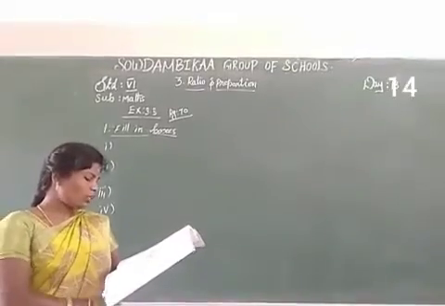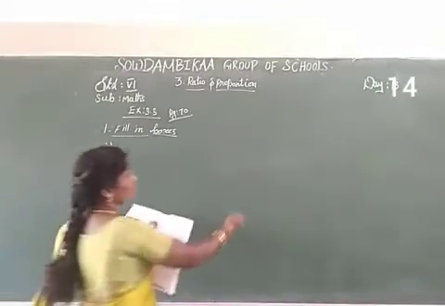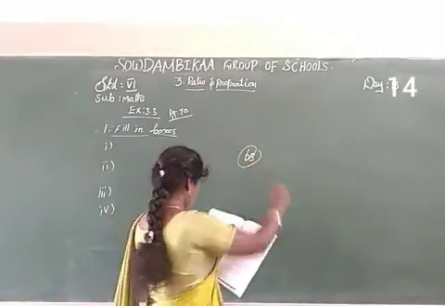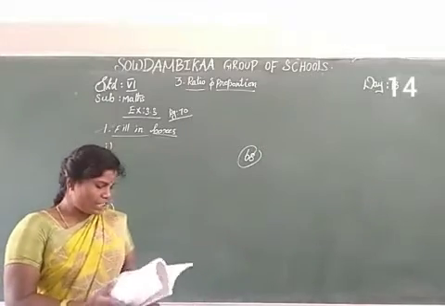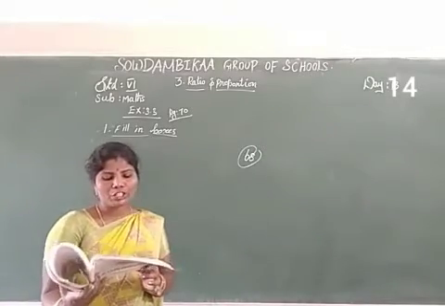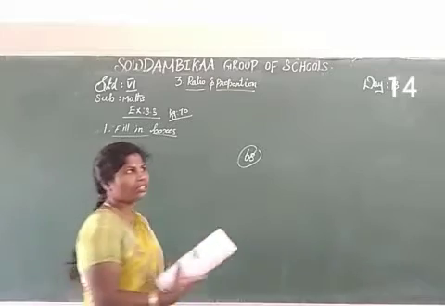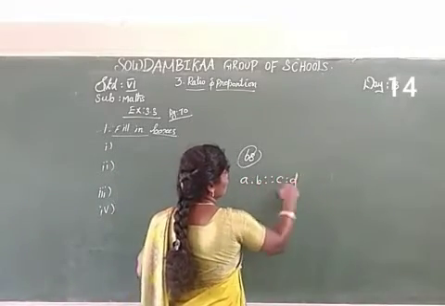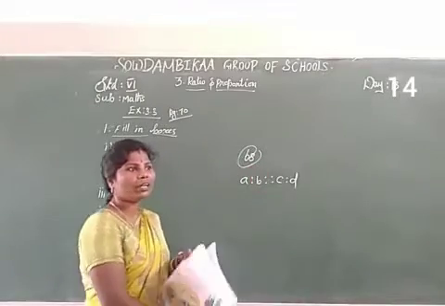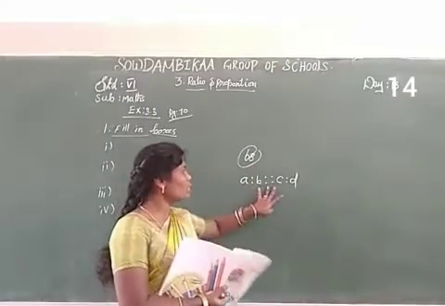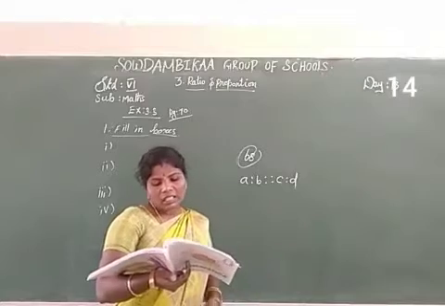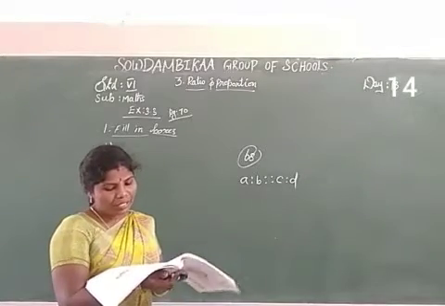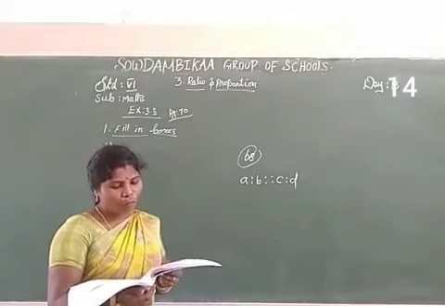Next, page number 68. Proportionality law. If 2 ratios are in proportion, that is A is to B is equal to C is to D. A is to B, already you know how to read. A is to B is equal to C is to D. Then the product of extremes is equal to the product of means.